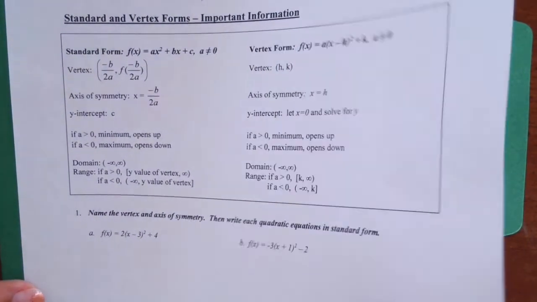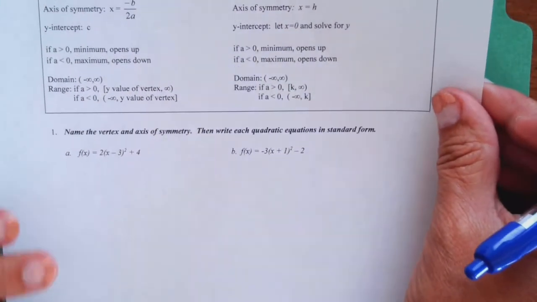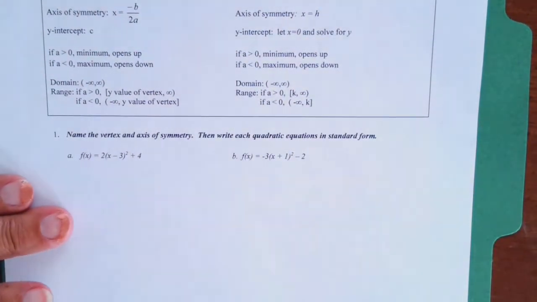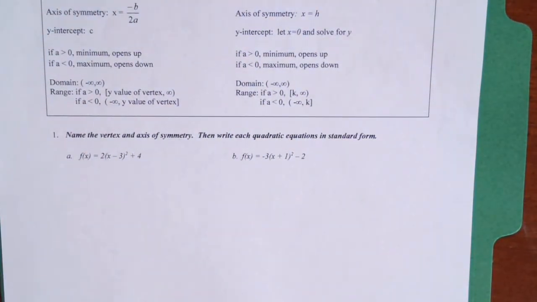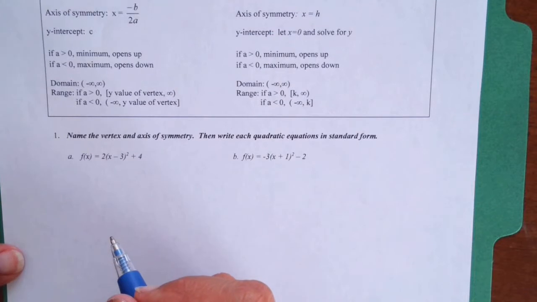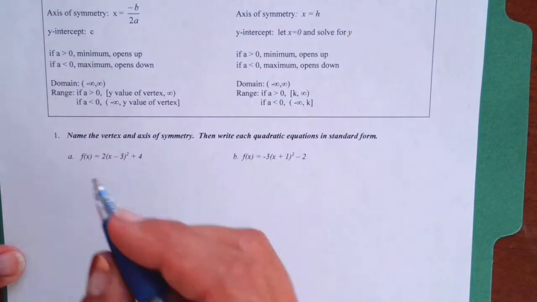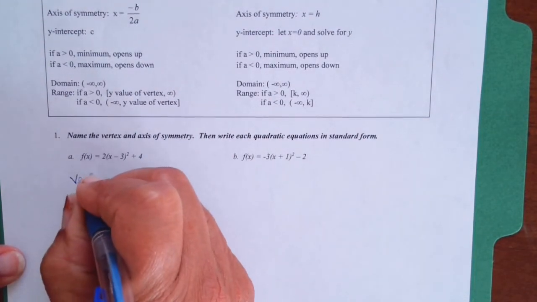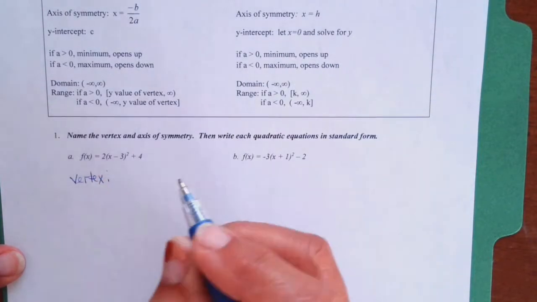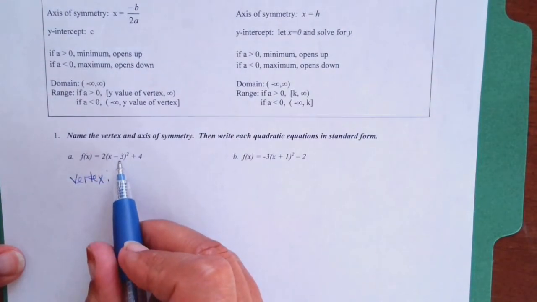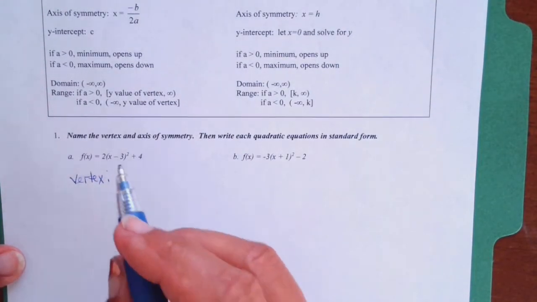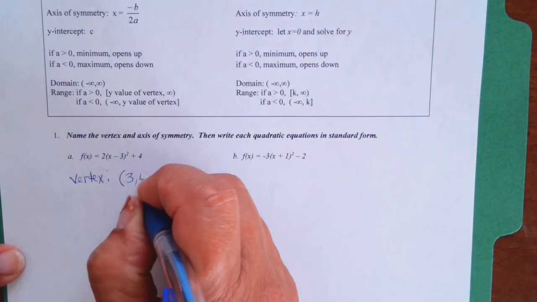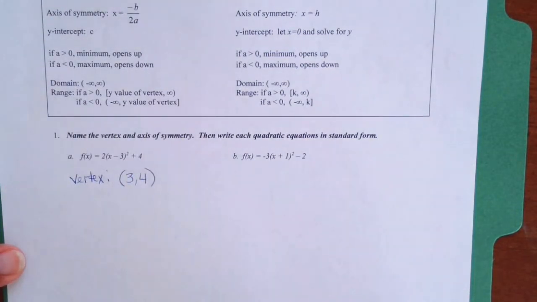All right, starting the problems down at the bottom. Name the vertex and the axis of symmetry, and then write each quadratic equation in standard form. Since these are in vertex form, it's easy to find the vertex. The vertex for part A in number 1, remember, is the opposite of what's in here, and then the same as what's out here. So that means the vertex of this parabola would be at the point (3, 4).